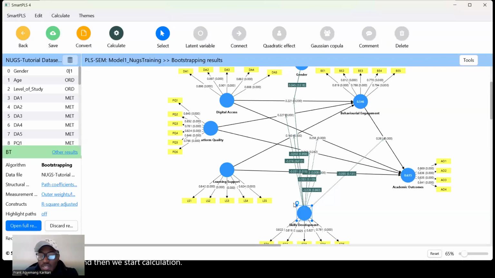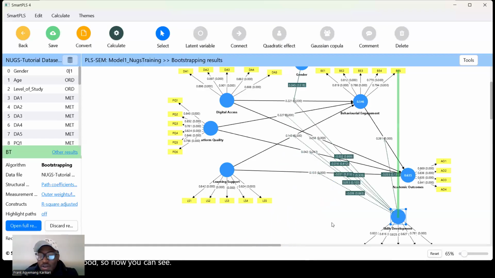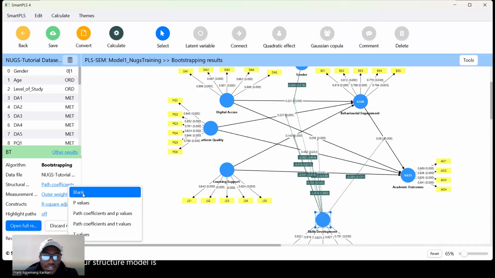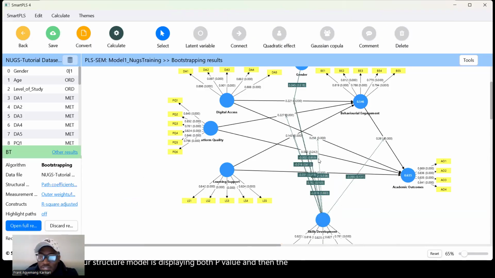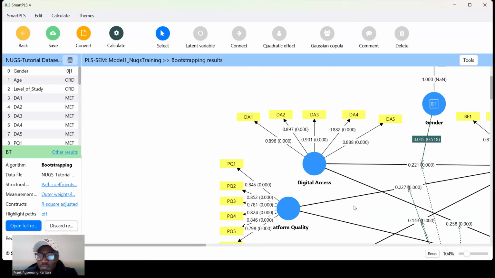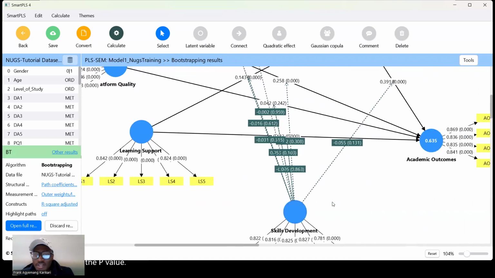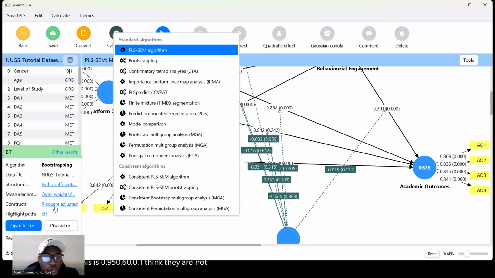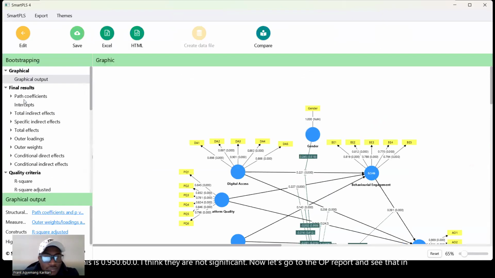Good. So now you can see already we have selected our structural model, which is displaying both the p-value and the path coefficient. So whatever you see in brackets here is the p-value. You can see that this is 0.95, 0.6, 0.0. I think they are not significant. Now let's go to the report and see that in full.